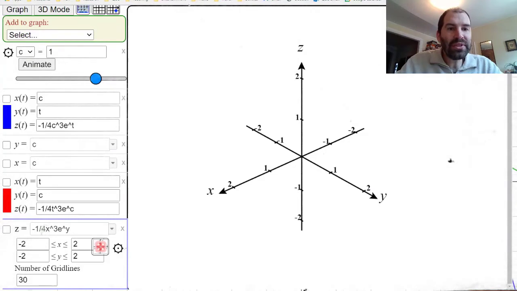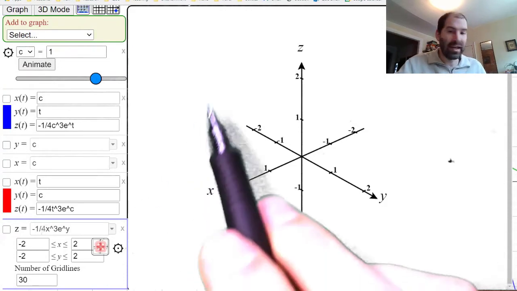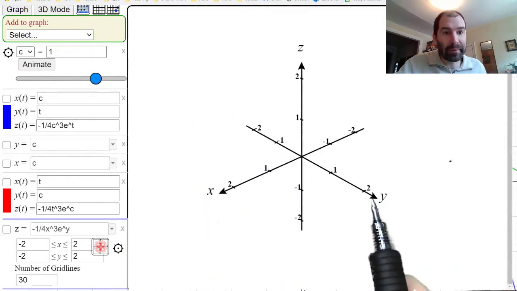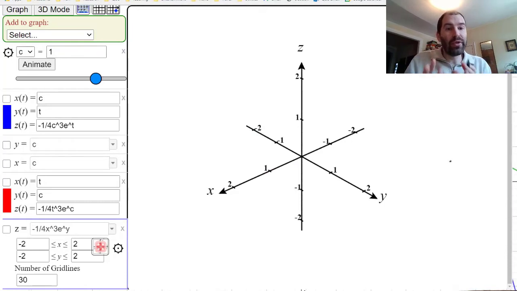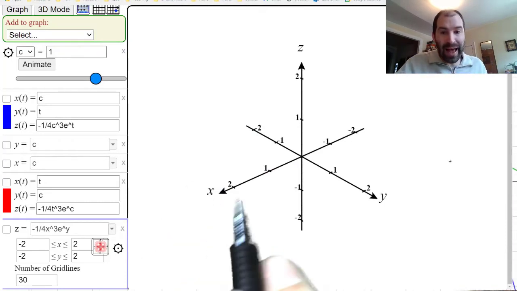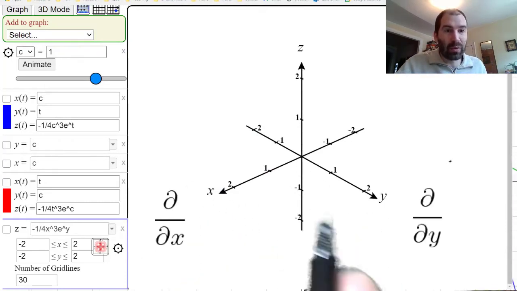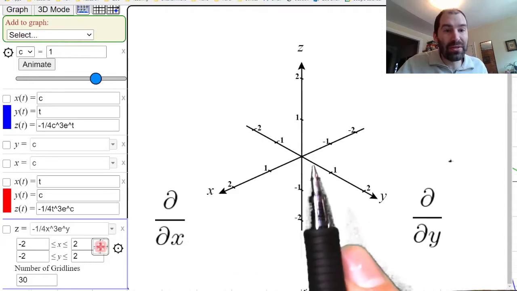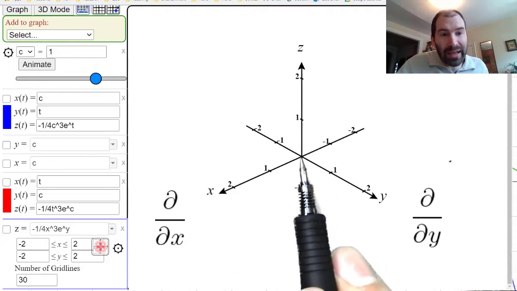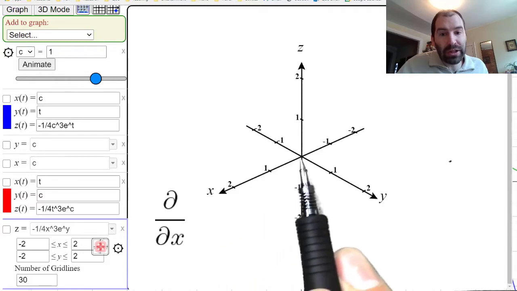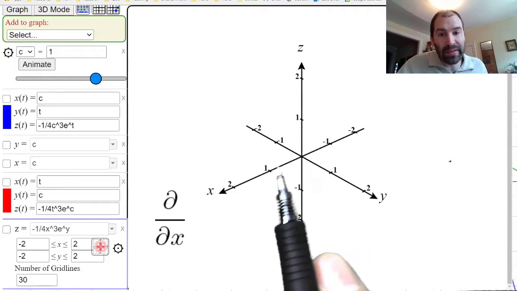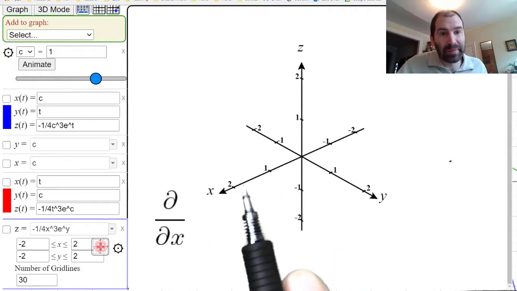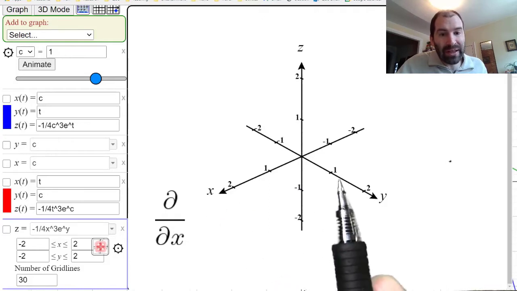When it comes to multivariable functions, let's start by thinking about just a two-variable function of x and y. We can take two derivatives now. We could take a derivative with respect to x, or we could take a derivative with respect to y. What does it mean to do that? If I'm taking the derivative with respect to x, I'm only changing the x. I'm only moving in this direction, and so that means I'm treating y as a constant.